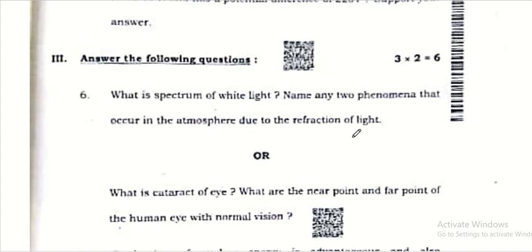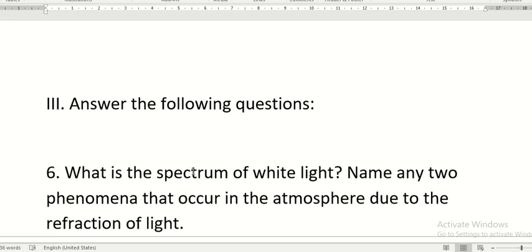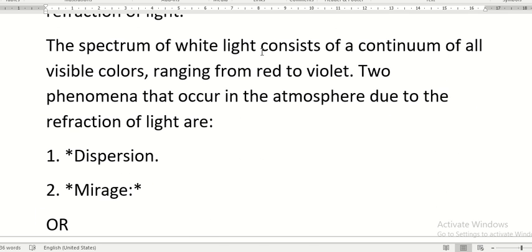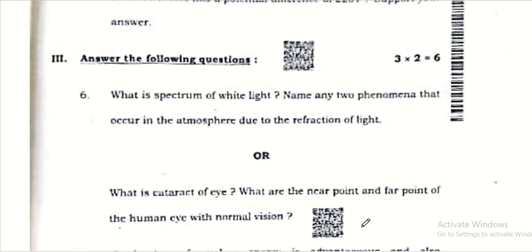And what is the spectrum of white light? Name any two phenomena that occur in the atmosphere due to the refraction of light. Here the answer is: the spectrum of white light consists of a continuum of all visible colors ranging from red to violet. The two phenomena that occur in the atmosphere due to the refraction of light are dispersion and also mirage. These are the two phenomena. And then we move on to the next question.